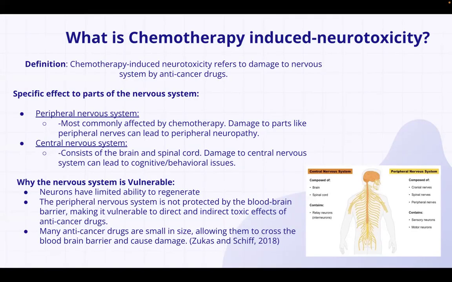And the nervous system is particularly vulnerable to chemotherapy-induced neurotoxicity because neurons have limited ability to regenerate. And the peripheral nervous system, specifically, for example, is not protected by the blood-brain barrier that protects the central nervous system. So this makes it especially vulnerable to direct and indirect toxic effects of many anti-cancer drugs. And additionally, many anti-cancer drugs are small in size, which allows them to cross the blood-brain barrier and cause significant damage to the central nervous system.